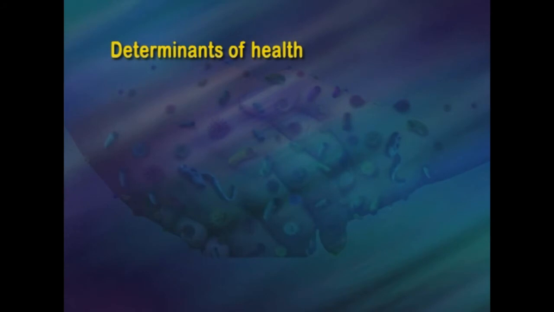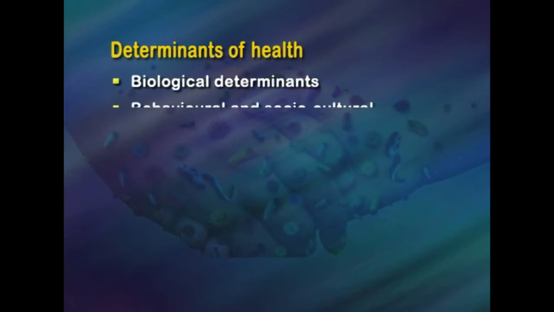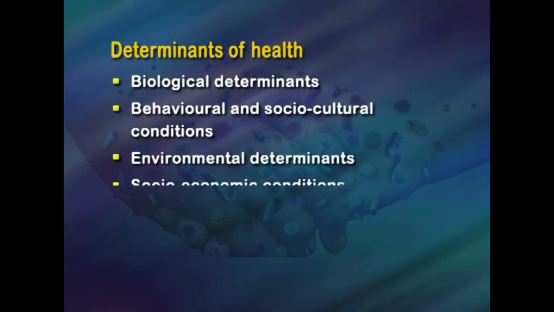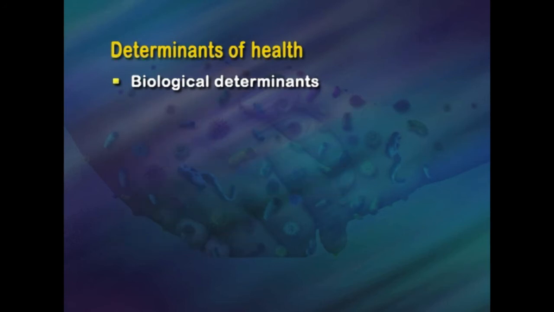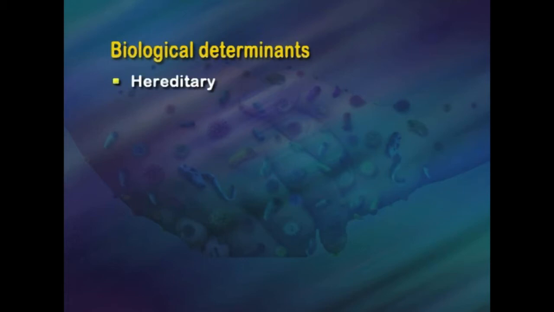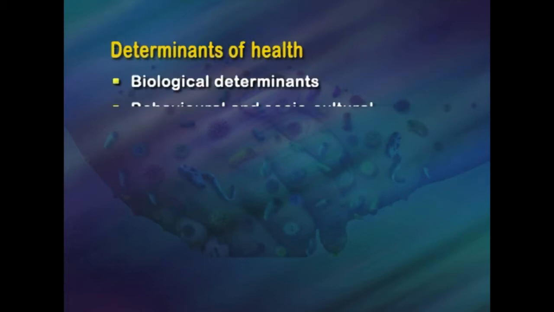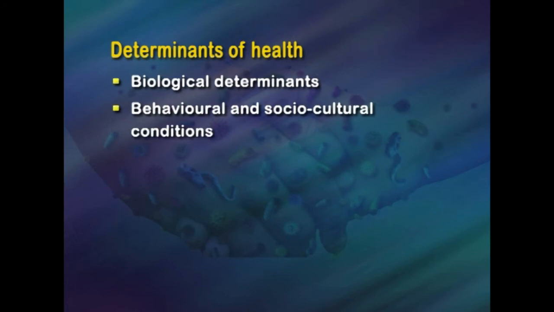Let's see the determinants of health. Biological determinants, behavioral and socio-cultural conditions, environmental determinants, socio-economic conditions, health services, age and gender. Coming to biological determinants, they are hereditary and gender. Behavioral and socio-cultural conditions, also known as lifestyle or the way people live.